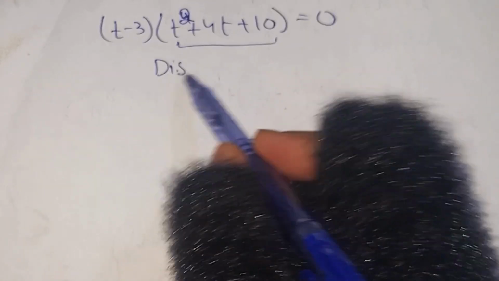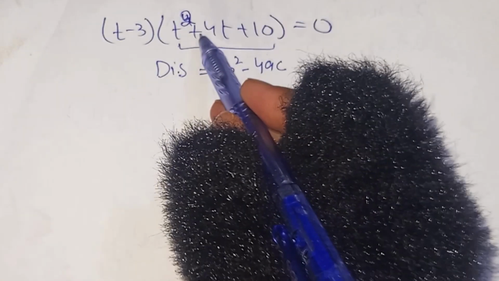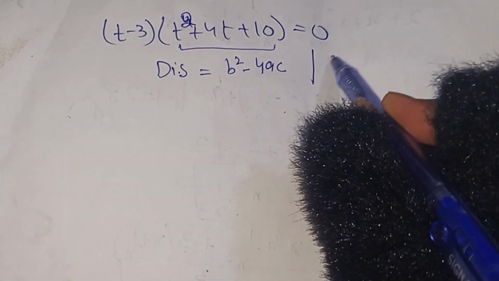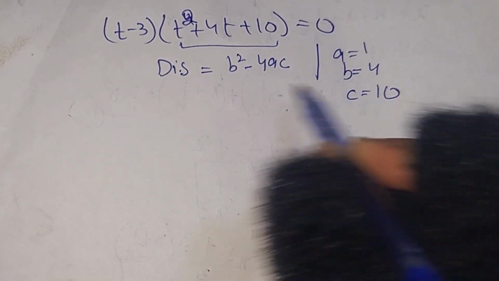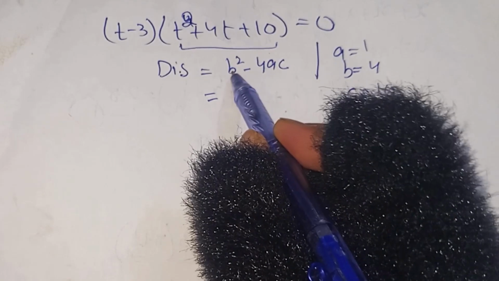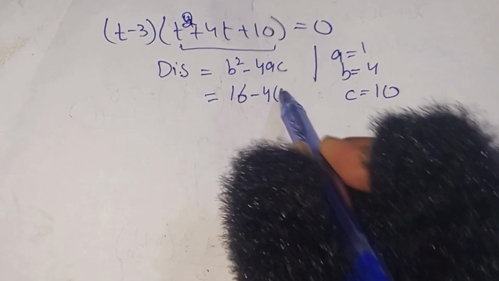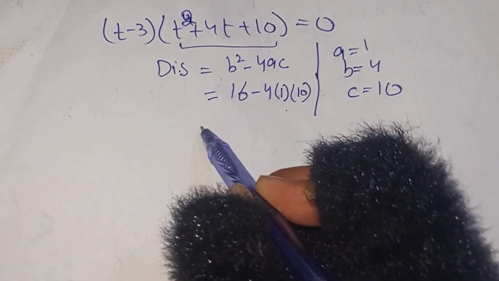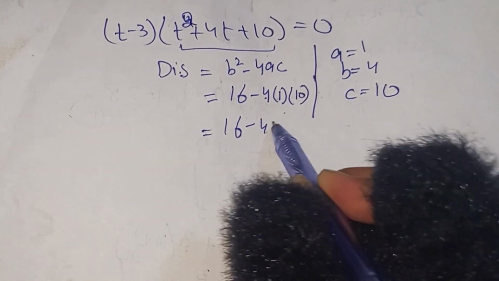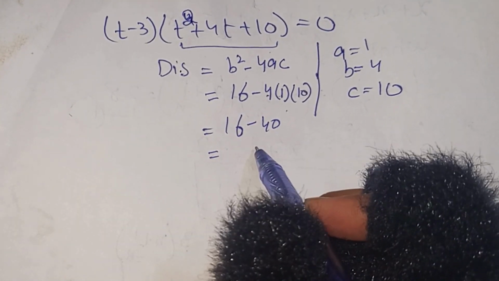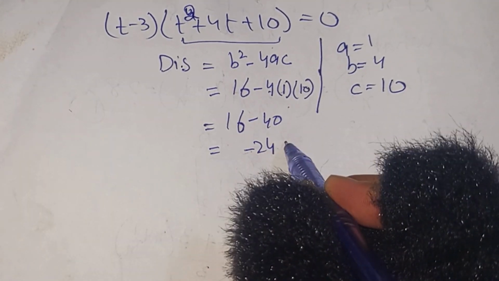We find its discriminant, which is equal to b square minus 4ac. Look at this. In this equation, a is equal to 1, b is equal to 4, and c is equal to 10. So we put these values in this equation. So this is b square, b is 4, so 4 square is 16, minus 4, a is 1, and c is 10. So 4 ones are 4, 4 tens are 40. So 16 minus 40 is equal to minus 24, which is less than 0.